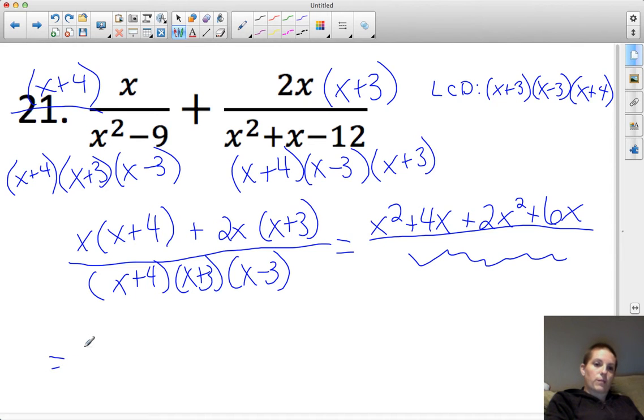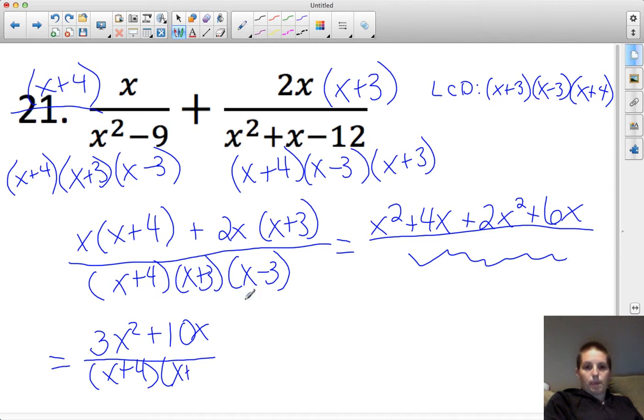So now let's do some simplifying. 3x squared plus 10x all over x plus 4 times x plus 3 times x minus 3. And when we look at that numerator, we could factor it, although it's not going to be very purposeful for us this time, so either of these next two lines would be acceptable.